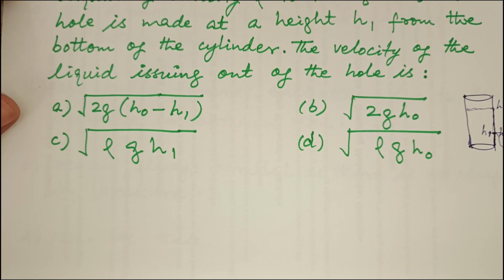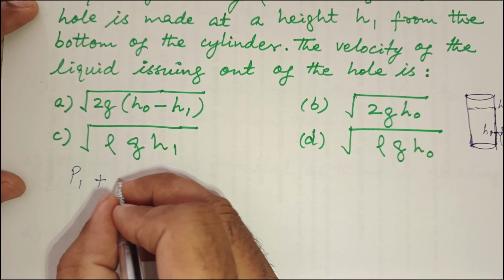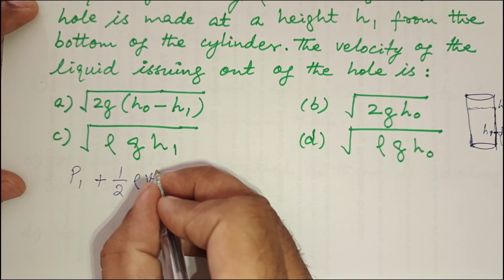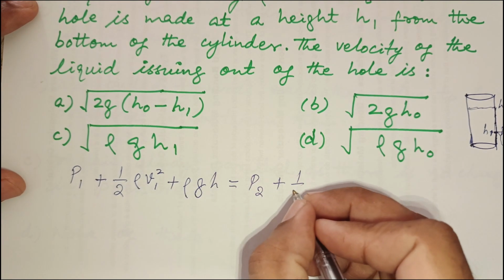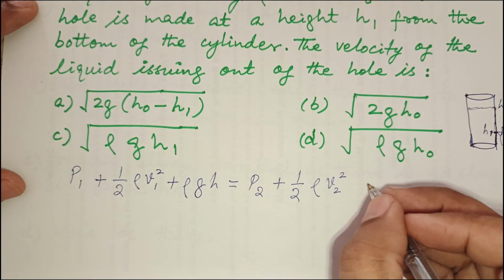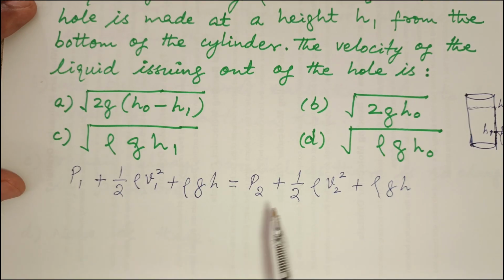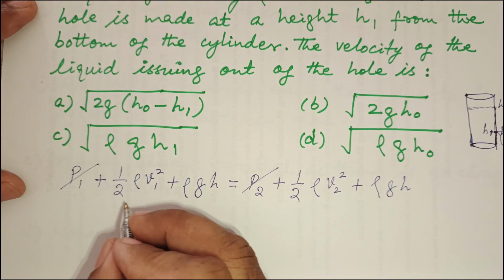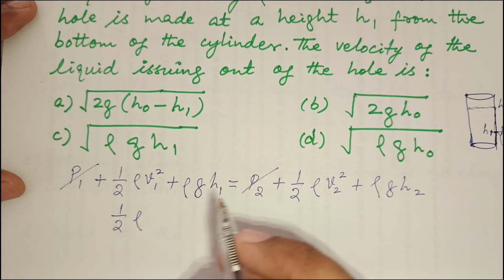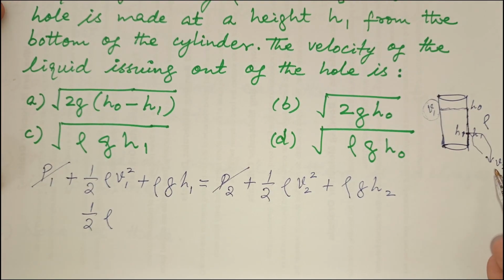Okay, we have to use Bernoulli's equation over here, and Bernoulli's equation states that P1 plus half rho V1 square plus rho g h1 equals P2 plus half rho V2 square plus rho g h2. As the cylinder is open, both pressures are equal, P1 and P2. So P1 and P2 are equal, therefore we can cancel them out. Now we are left with half rho, the speed of the water over here. Here we have V1, this is V2.